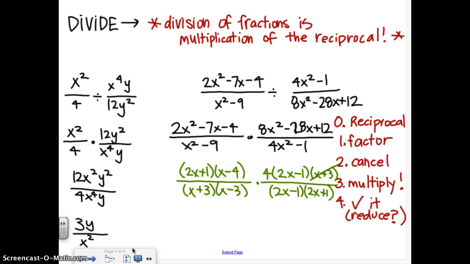I've got an x plus 3 and an x plus 3. I've got a 2x plus 1 and a 2x plus 1. I've got a 2x minus 1 and a 2x minus 1. Cross those things out and then multiply. 4 times x minus 4 over, the only thing left in the denominator is x minus 3. How sweet is that?